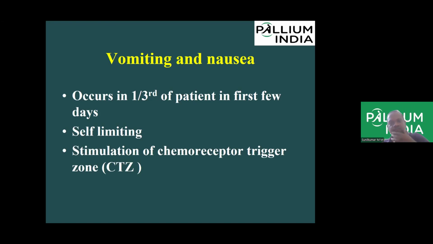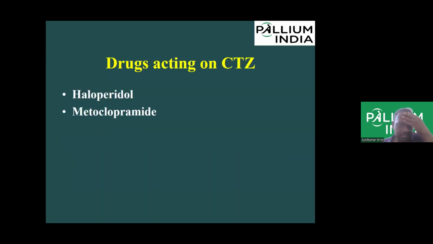And which are the antiemetics preferred? These are the dopaminergic type 2 receptor blockers, D2 blockers. So which are the D2 blockers? Haloperidol and metoclopramide. Either haloperidol or metoclopramide is usually given. Haloperidol, if given, should be given in very small doses like 0.5 to 1 milligram. So higher doses are not needed to treat nausea and vomiting due to opioid. Metoclopramide, maybe 10 milligram 8 hourly would be enough.